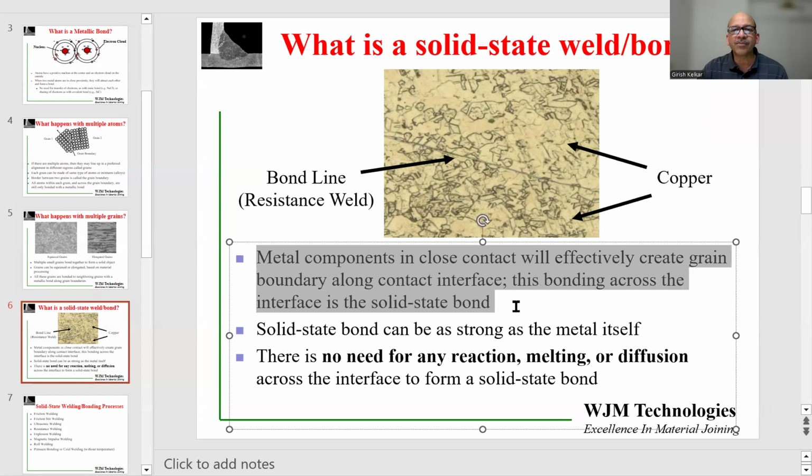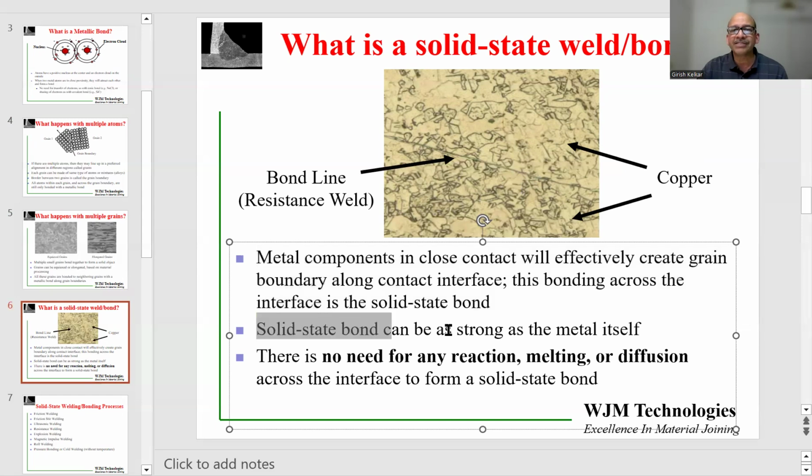So when metal components are brought into close contact, say in this case two pieces of copper, and pushed together, we effectively create a long grain boundary. The grains on either side are pushed together against the grains on the other side, and we form a long grain boundary. Now, the bonding across this boundary is still a metallic bond, and that is essentially what a solid state weld or a solid state bond is. So a solid state bond, when properly made, is going to be as strong as the base metal itself. If you take two pieces of copper and make an excellent quality solid state bond, that bond is going to have the same strength as the base metal copper.